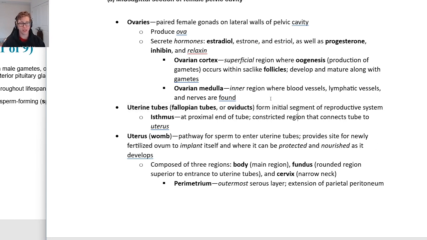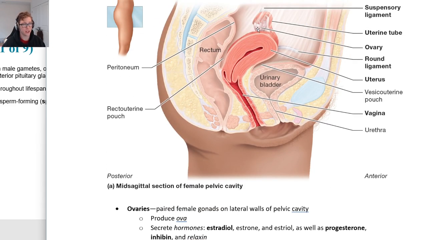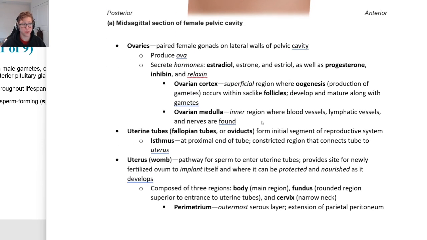These essentially form the initial segment of the reproductive tract where the ovaries connect into the uterus. It's at the proximal end of the tube, the isthmus, essentially this section right in here. And if you see the ovary is here, the ovum or gamete is released into this tube, and that's the site where fertilization mostly occurs. Again, if you want a little bit of comparison, think about it similar to the ductus deferens in the male, which would carry sperm out of the epididymis. Here we have the ovary that will release an egg and go through the uterine tube.